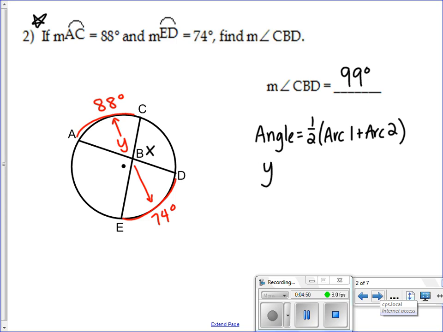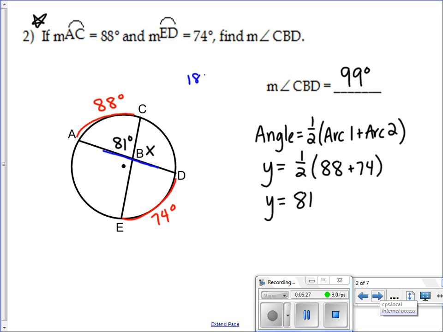So my angle is going to be called Y. I'm going to add my 88 with my 74 and take half of it. So 88 plus 74 is 162. Take half of it. Y is 81. So on the quiz, when I was grading it, a lot of people put their final answer as 81. However, that's not the angle we're looking for. We're looking for angle CBD. So how can we get angle CBD? Well, we have a linear pair. So you can just do 180 minus that 81, and that's going to give you the 99 that we're looking for.